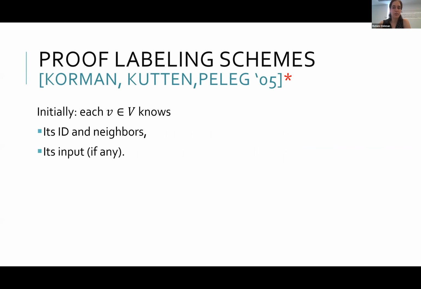So let me give you a bit of a formal definition here, and the red asterisk here on top is because the model that I'm going to present is not exactly the model that was originally presented in the paper, but it's very close. So we're going to assume that we have a network with a set V of nodes. Every node initially has a unique identifier, and it knows its own identifier and also its neighbors' identifiers. It may have some input, for example, who is the parent in the spanning tree that we'd like to verify, or maybe it doesn't have any input and we just want to check some property of the communication graph.